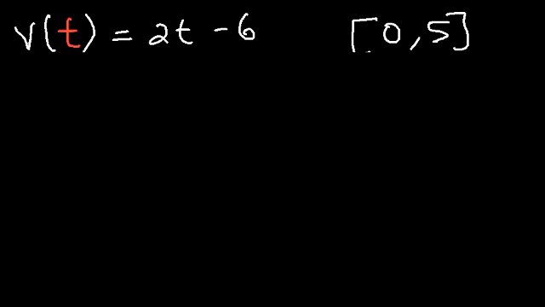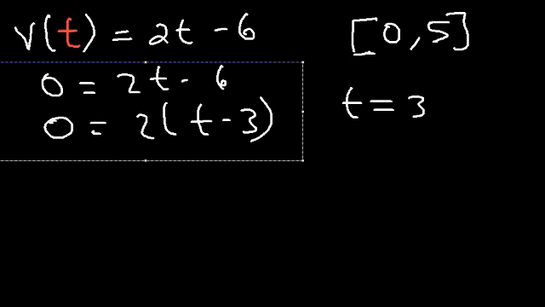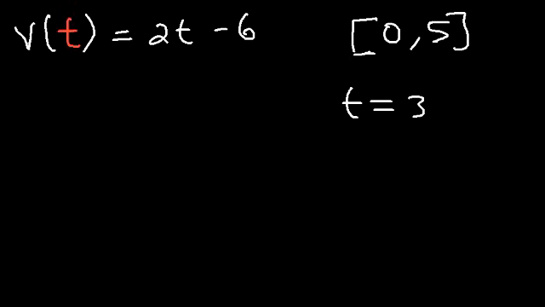Now how can we calculate the total distance traveled? In order to find the total distance traveled, you need to find out where it changes direction. That's the first thing you should do. The particle changes direction when the velocity is 0. So we need to set 2t minus 6 equal to 0. If we take out a 2, we can see that when t is 3, v is 0. So v of 3 is 0. Now that we have this point, we need to calculate the displacement between 0 and 3 and 3 and 5.